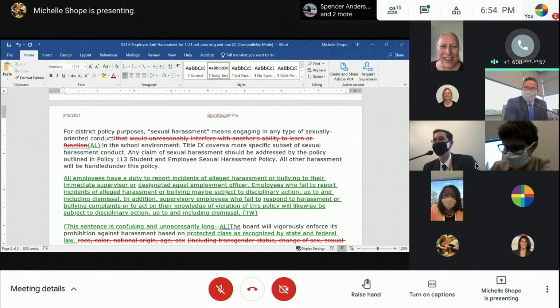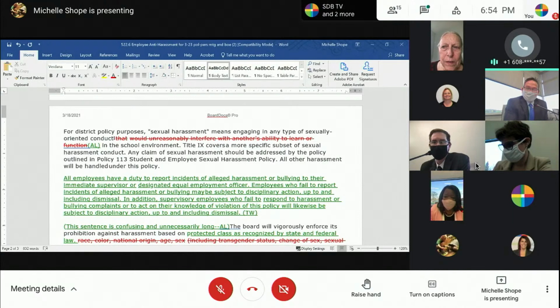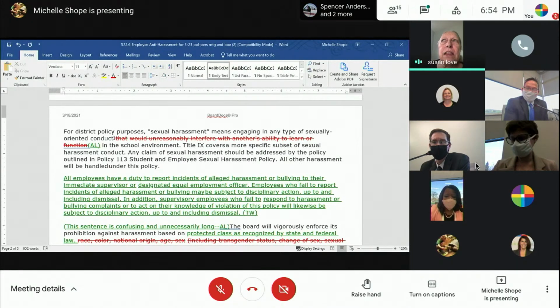So if someone does something that's sexually oriented conduct and they do it 8 times, that's legally harassment. But if they just do it once, then it's not considered harassment. Help me with that, please. No, it depends. They consider severity and pervasiveness, and you look at both of those. If it is something very severe, you may only have to have it occur once for it to be considered harassment.